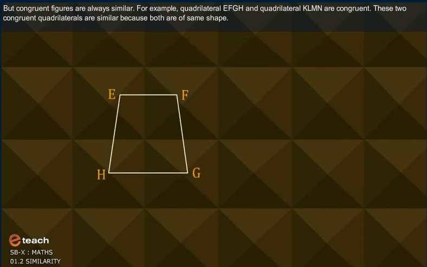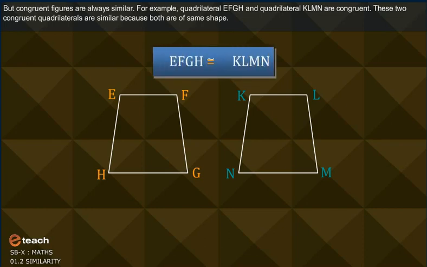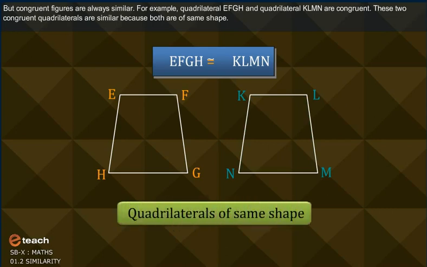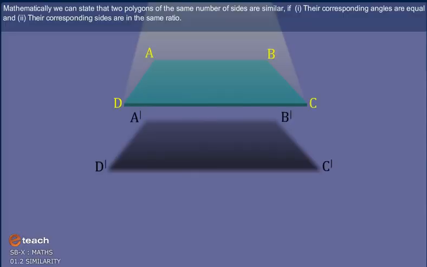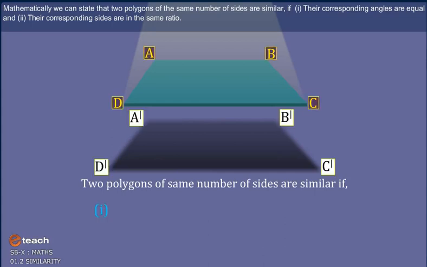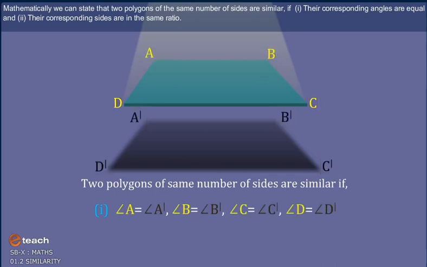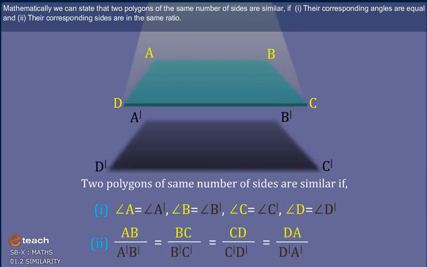For example, quadrilateral EFGH and quadrilateral KLMN are congruent. These two congruent quadrilaterals are similar because both are of same shape. Mathematically, we can state that two polygons of the same number of sides are similar if 1. Their corresponding angles are equal and 2. Their corresponding sides are in the same ratio.